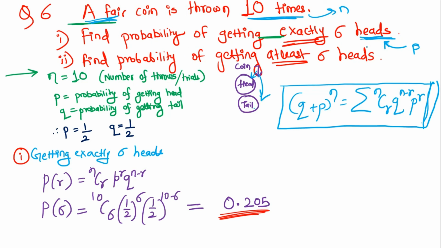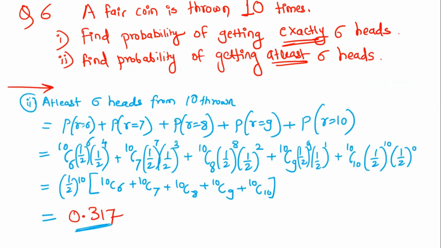For getting exactly 6 heads, we just have to find the value of P of the rth term where r is 6. That will be nCr p to the power r q to the power n minus r. So we just have to keep the values in this formula: p is 1 by 2, q is 1 by 2, r is 6, n is 10. Then that becomes 10 combination 6 into the success probability 1 by 2 raised to 6, into the failure probability 1 by 2 raised to n minus r, that is 10 minus 6. When we solve this, we get the answer, that is 0.205.